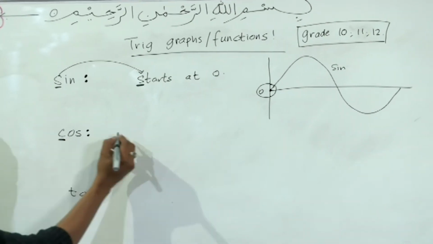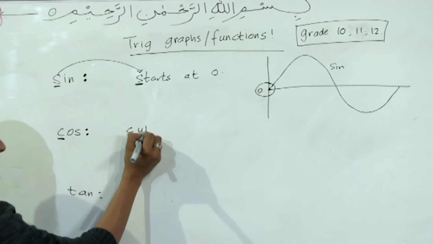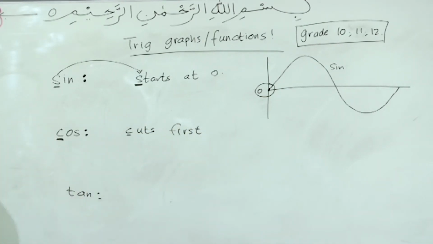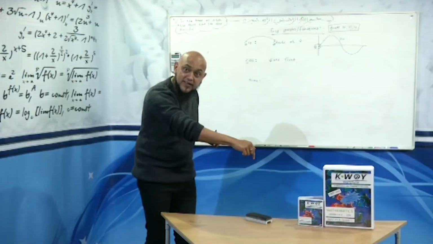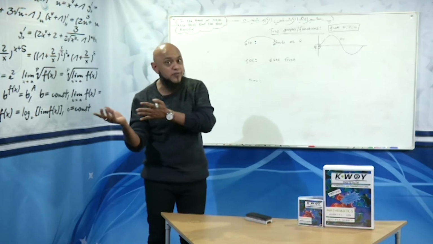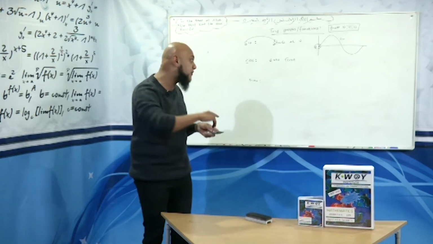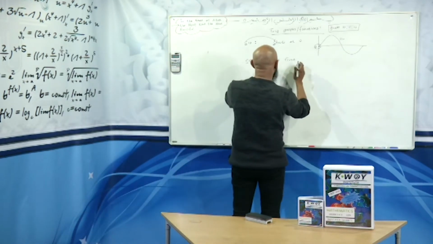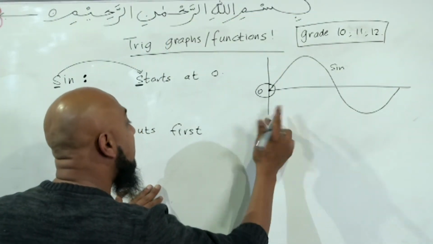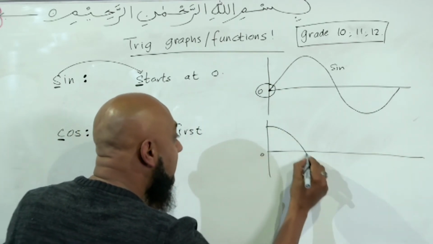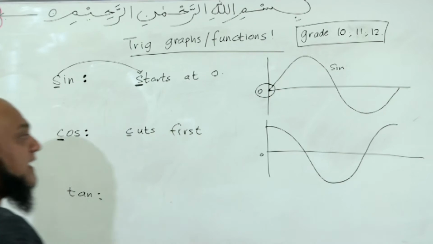C for cos, cuts first. If you notice that the graph is cutting first, meaning starting from the amplitude, starting from the height, then you know that's not a sine graph. A sine graph starts at 0, a cos graph cuts first. So C, cos cuts first. What would the rough sketch of that graph look like? It would look something like that, and that is your standard cos graph.